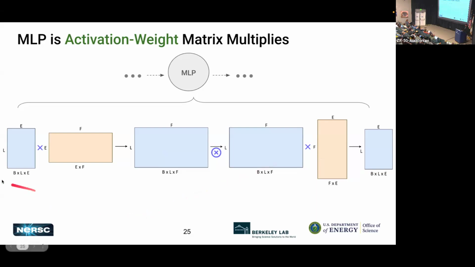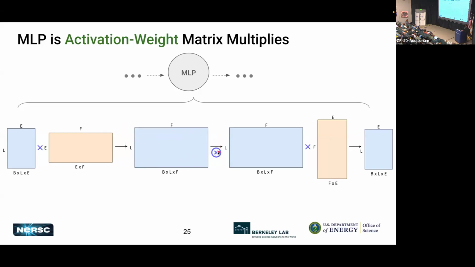So you had an activation, which comes from the previous layer. That's of size batch, sequence length times embedding. I've dropped the batch in the diagrams just for simplicity, but you can think of this dimension as B times L. So you have a batch of activations. It gets multiplied by a weight matrix. Typically, F is larger than E because you want to project to a high dimensional space. You get an activation, L cross F.